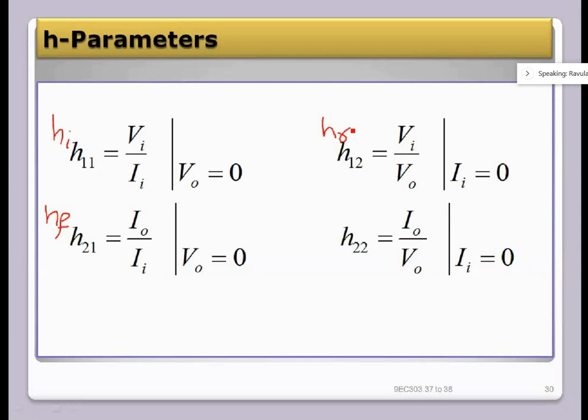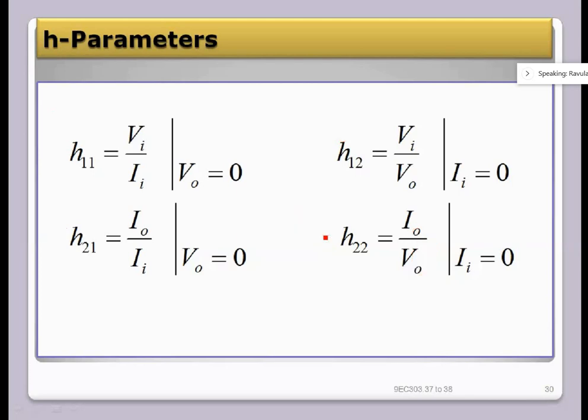HR. Similarly, H22 is I by V. V by I is the resistance and I by V is the admittance. So I by V is the admittance, which is related to the output. So here I can write HI, HF, HR and H naught.